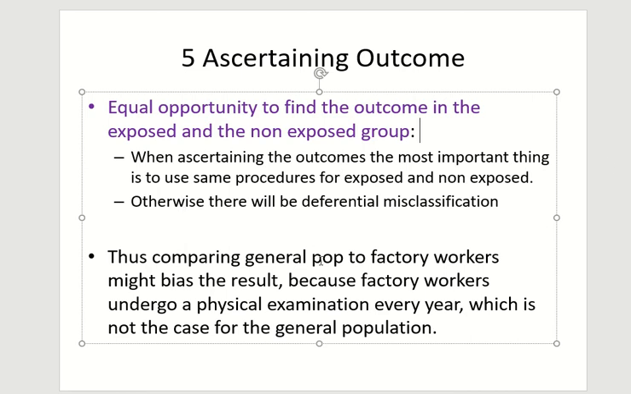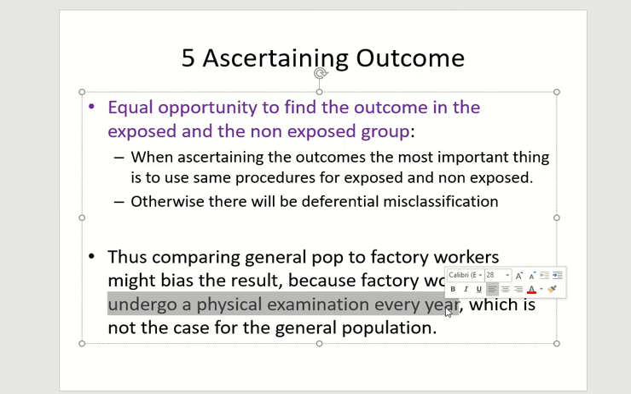Thus, comparing the general population to factory workers might bias the result. Why? Because factory workers undergo a physical examination every year, which is required by the factory, which is not the case in the general population. This population goes to the doctor every year and they get examined. So if they have an outcome, it will be captured much faster or at a higher rate than in the general population sitting at home. They might have the outcome, but nobody is finding the outcome.